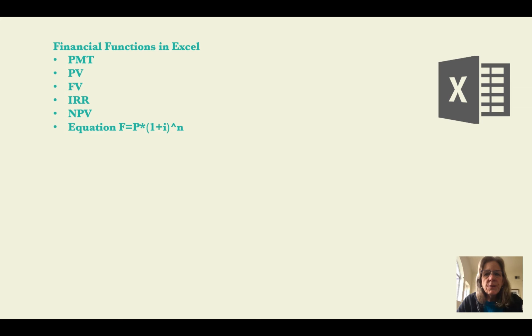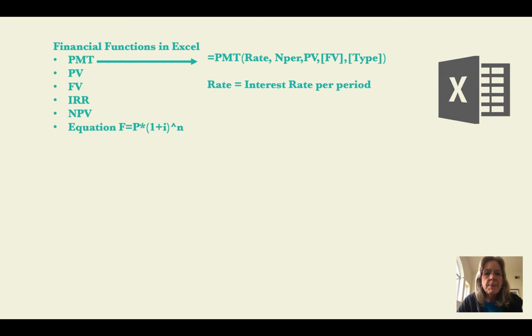The format of the payment function is you type the words PMT, and then the first input is rate, then number of periods, PV, future value, and type. So rate is the interest rate per period. One of the most important things that you need to do in solving engineering economy problems is to define the period. Oftentimes we're looking at a year in engineering investment analysis, but usually we think about a month when we're talking about personal financial decisions.